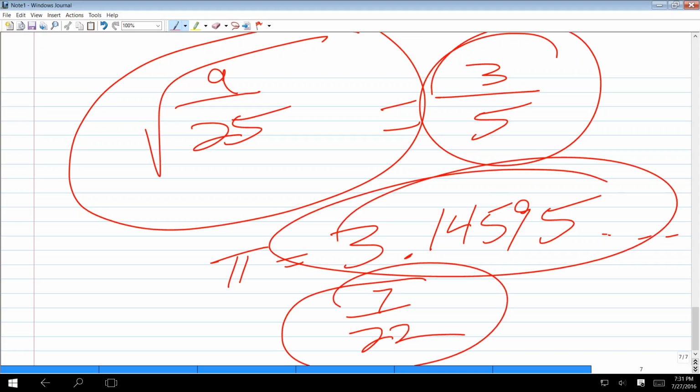Pi is a special number. Another special number is e. e is equal to 2.71 ... The two most special numbers in all of mathematics are pi and e. All right. Let's end it there.